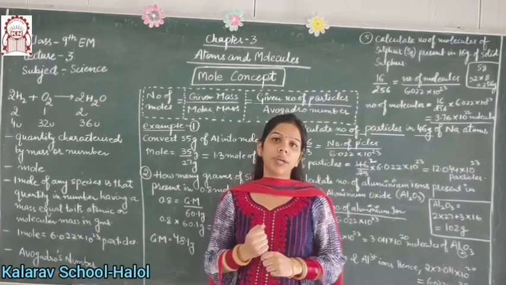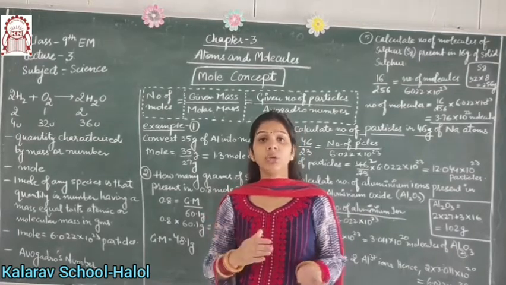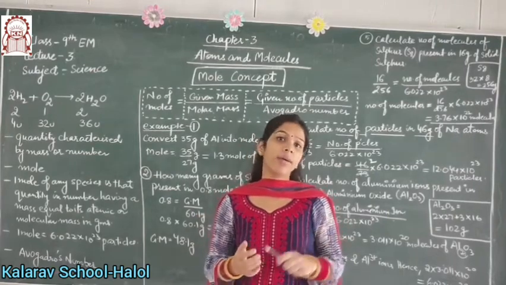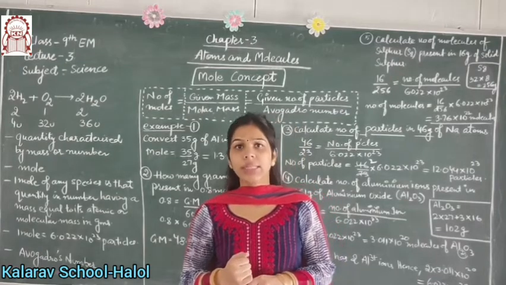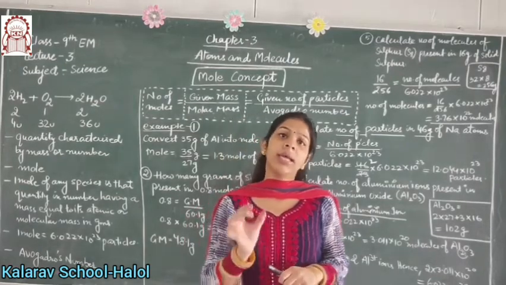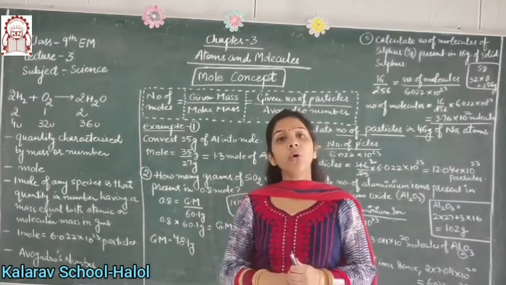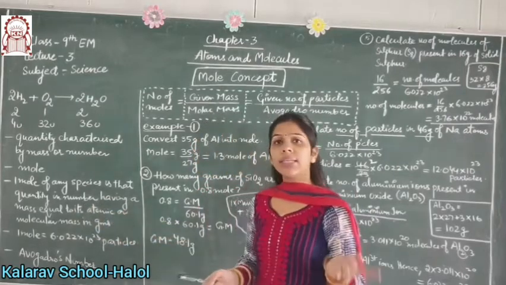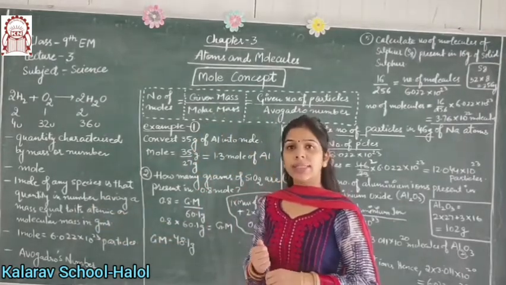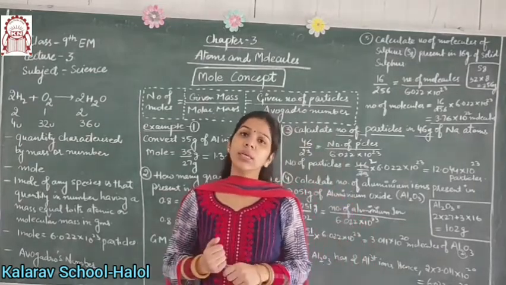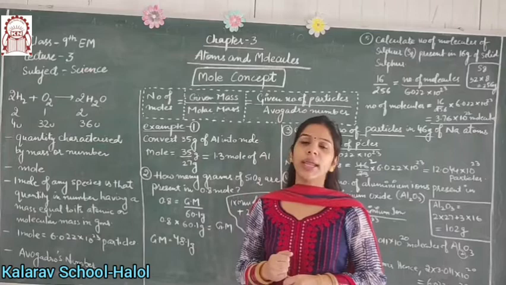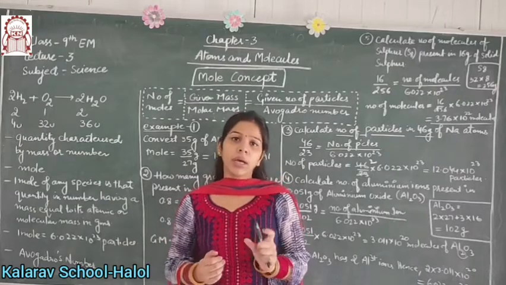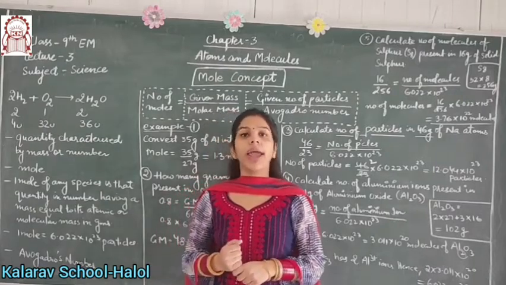Among different quantities, 1 dozen is equal to 12 numbers, 1 gross is 144 numbers. Similarly, we represent the number of particles and atoms by a quantity that is mole. So 1 mole of any species is that quantity in number having a mass equal to its atomic or molecular mass in grams. So 1 mole is equal to 6.022 × 10^23 particles. That is a constant number, called the Avogadro constant or Avogadro number.